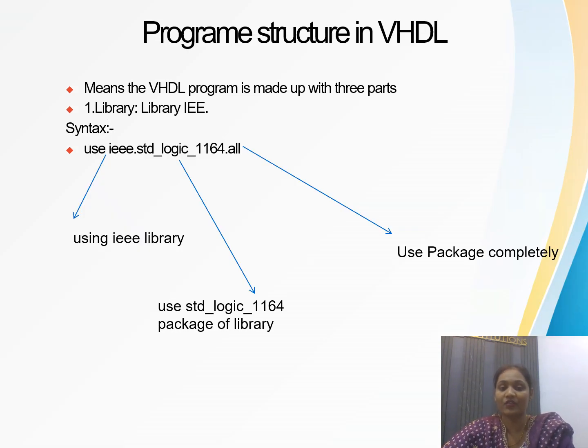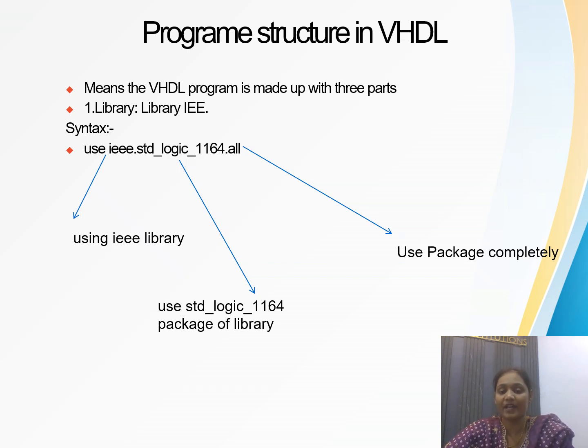The structure of a VHDL program is first the library, then entity, and then architecture. First we will see the library. What is a library? Library is nothing but the interface of packages. They already exist or are present in the library. For example, here we see the syntax for library.